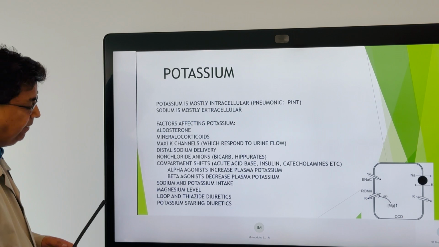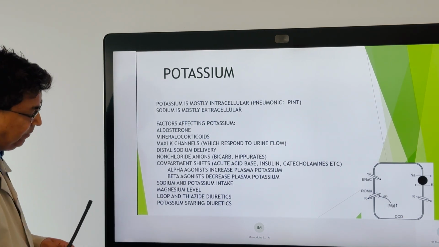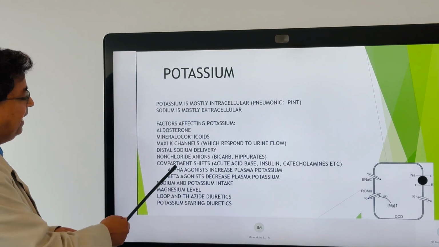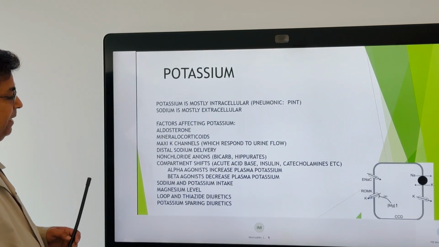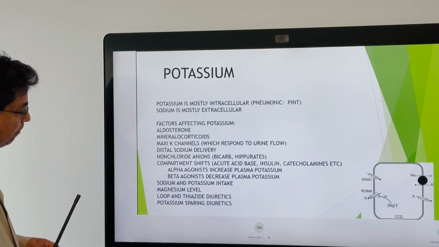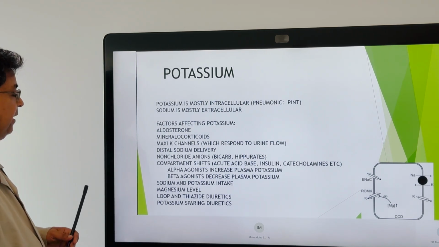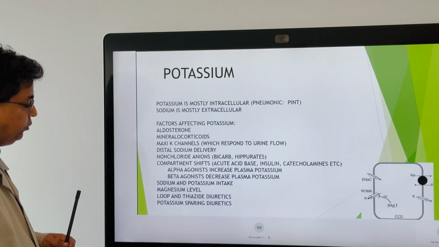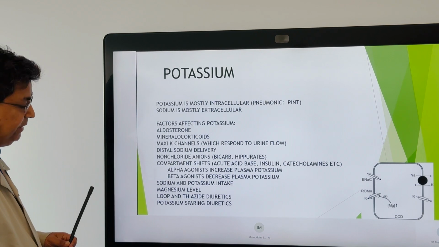Compartment shifts are important, such as acute acid-base aberrations, insulin, and catecholamines. Alpha agonists increase plasma potassium. Beta agonists decrease plasma potassium. Loop and thiazide diuretics, of course, are important, and potassium-sparing diuretics should be noted whenever potassium aberrations are being treated.